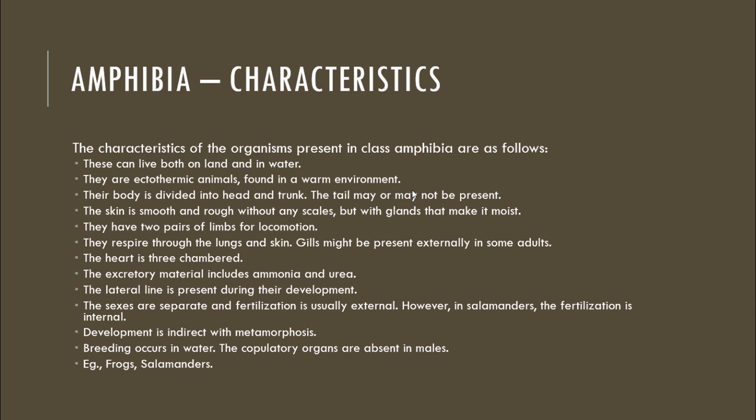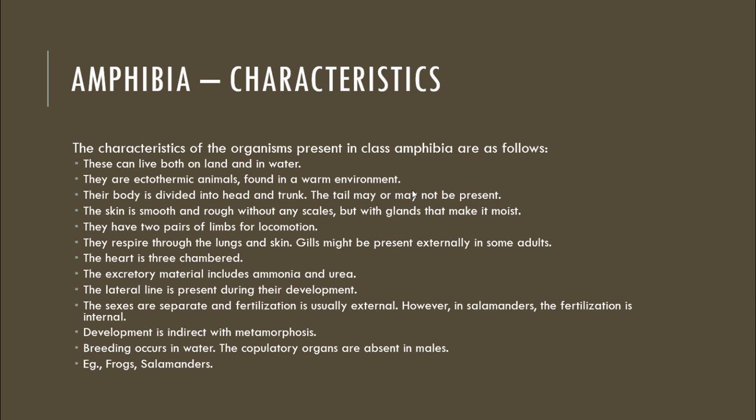They have two pairs of limbs for locomotion. They respire through lungs and skin, and also the mouth. That's why they have three modes of respiration. Buccal respiration for the mouth, cutaneous respiration for the skin, then pulmonary respiration for the lungs. The heart is three-chambered.